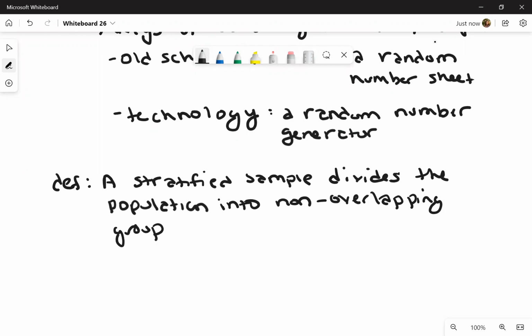So you can't be in two groups. An example would be political party, like what political party you're affiliated to. You can't be in two, it's impossible. You'd literally be cheating the system. So you have to pick one and you're part of that political party. A stratified sample might be interested in looking at people's opinion by political party. So a stratified sample divides the population into non-overlapping groups and then takes a random sample of each group.